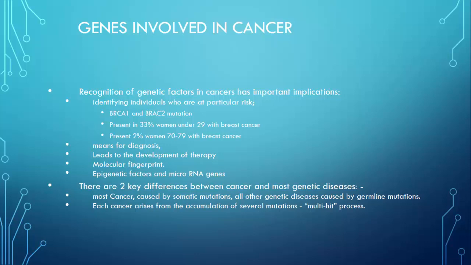So there are two key differences between cancer and other genetic diseases. Most cancer is caused by somatic mutations, and all other genetic diseases, things that we typically associate as genetic diseases like cystic fibrosis, are caused by germline mutations. So you don't necessarily pass on cancer through your sperm and eggs. Cancer is very much a disease that is acquired as a consequence of living and life. So it's often a disease associated with aging as well. And each cancer arises from the accumulation of several mutations. So it's that multi-hit process.